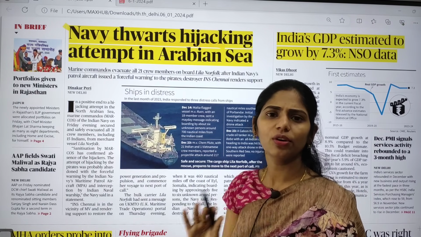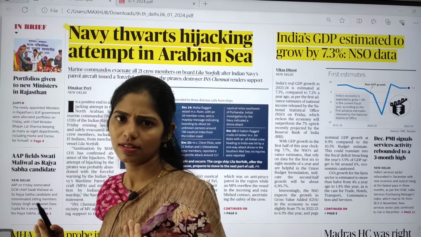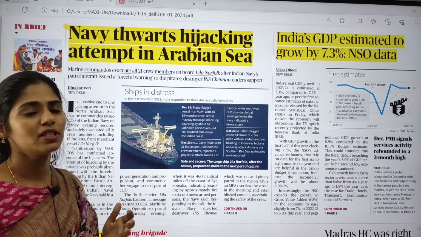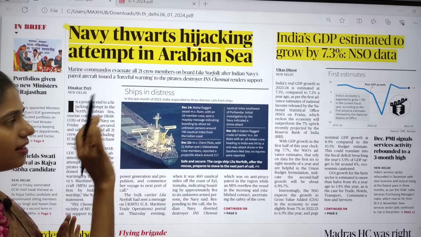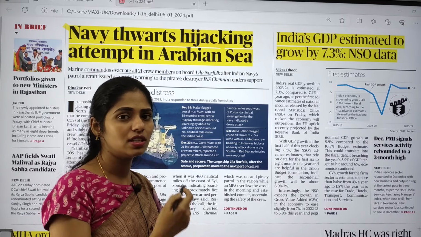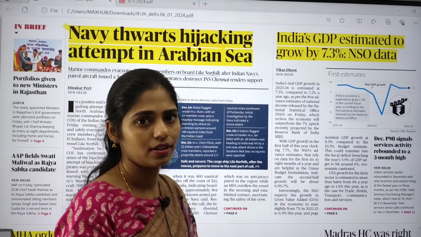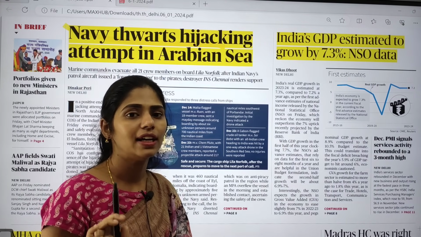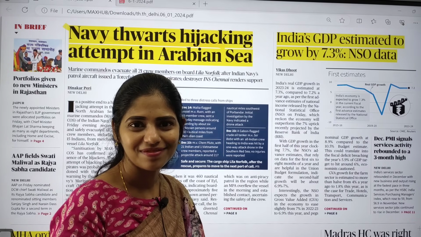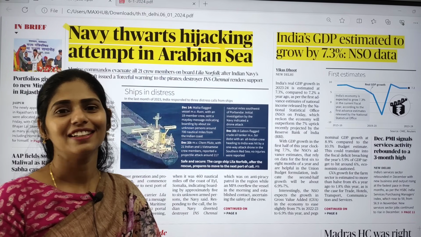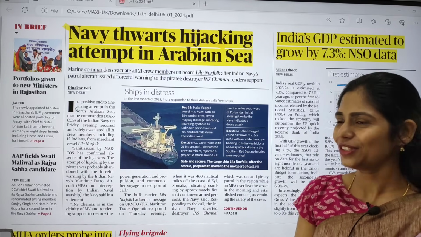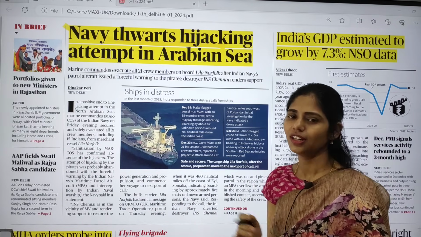If you want to clear only prelims, you can focus on facts. I'm saying clearly, if you want to clear only prelims, you can focus on the headlines and facts. That's it. But if you want to clear mains, this type of study is very important. You have to study in a multi-dimensional manner. So tell me, who wants to clear both prelims and mains? Who wants to clear UPSC and get an All India rank? Okay, so you have to follow this approach.